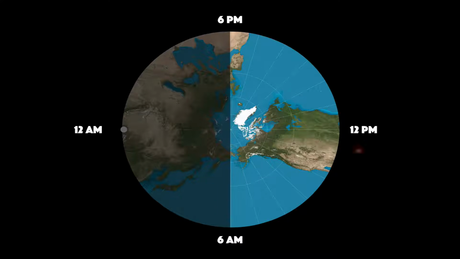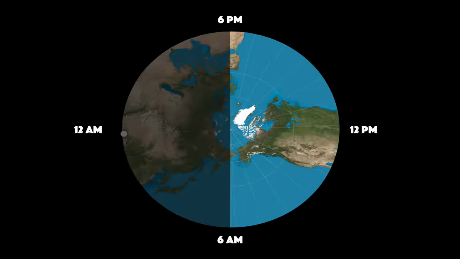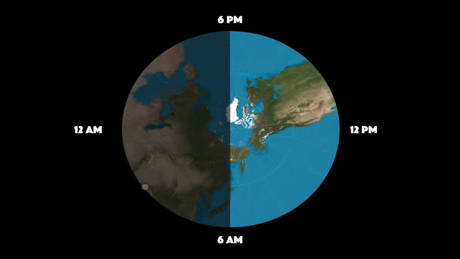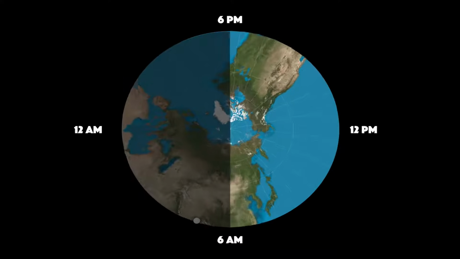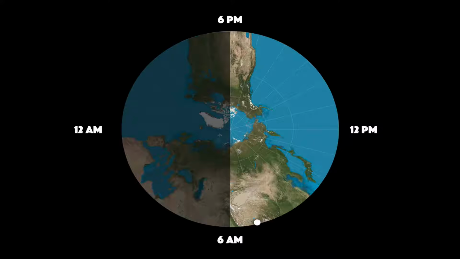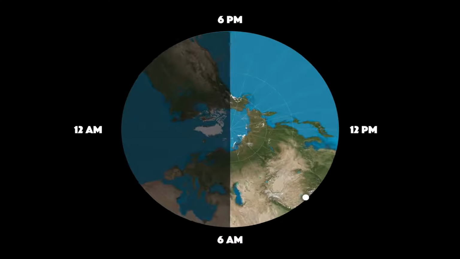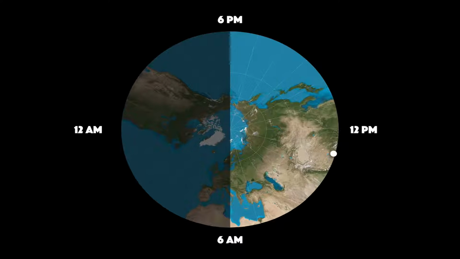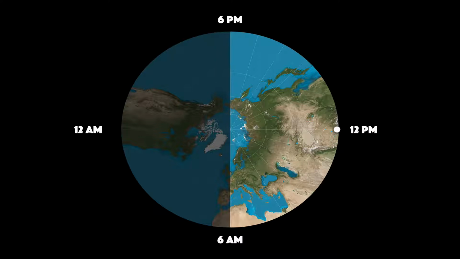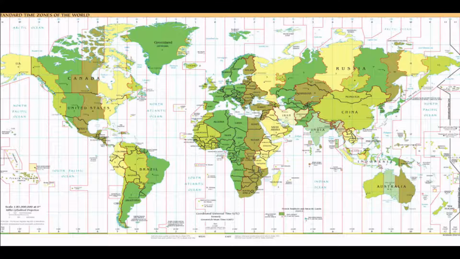If I continue and move this forward, now our white dot is approaching 6 a.m., so it's going to see the sun rise. Now it's 7, 8, 9, 10, 11 a.m., 12 p.m., back to where we started, one full rotation. Every increment that it shifted was equivalent to 15 degrees, but it's also equivalent to 1 hour. There are 24 time zones that are related to the 24 major lines of longitude.